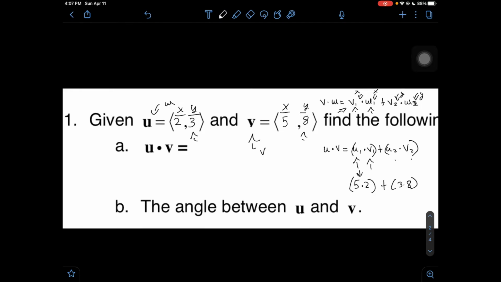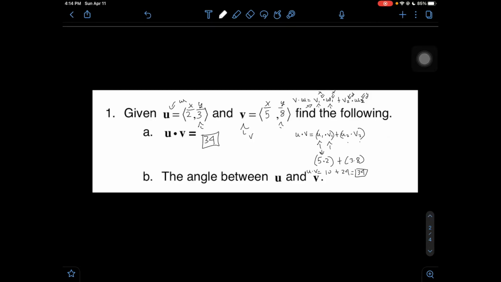5 times 2 we know is 10, plus 3 times 8. 3 times 8 is 24. This means this equals 34. So we know u times v equals 34, meaning our answer to number 1A is 34. Now let's go ahead and do question B.